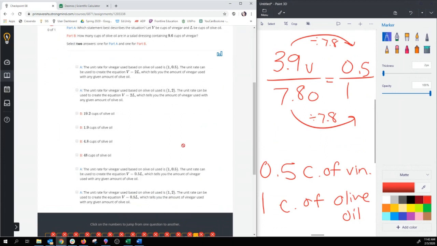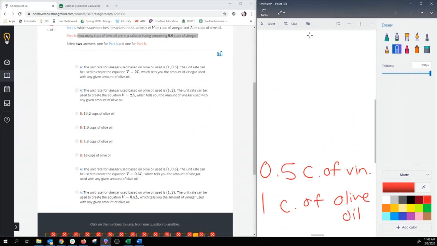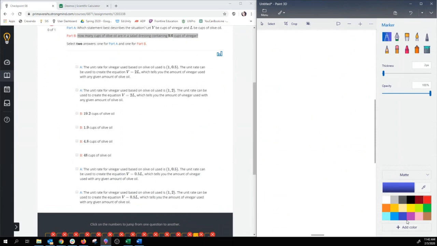Okay. So part B says, how many cups of olive oil are in a salad dressing containing 9.6 cups of vinegar? So I'm going to rewrite our equation here. I have V equals 0.5 L. V is vinegar, L is cups of olive oil. And it says it contains 9.6 cups of vinegar.